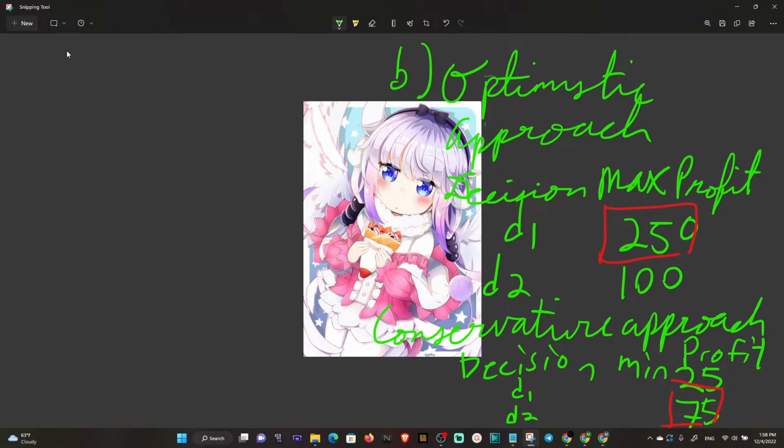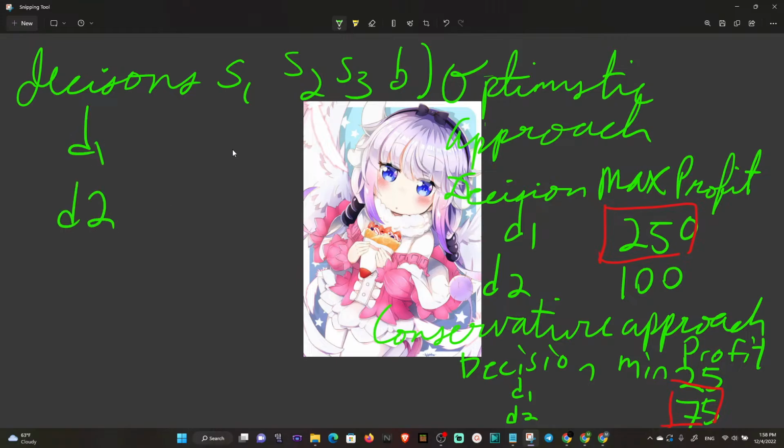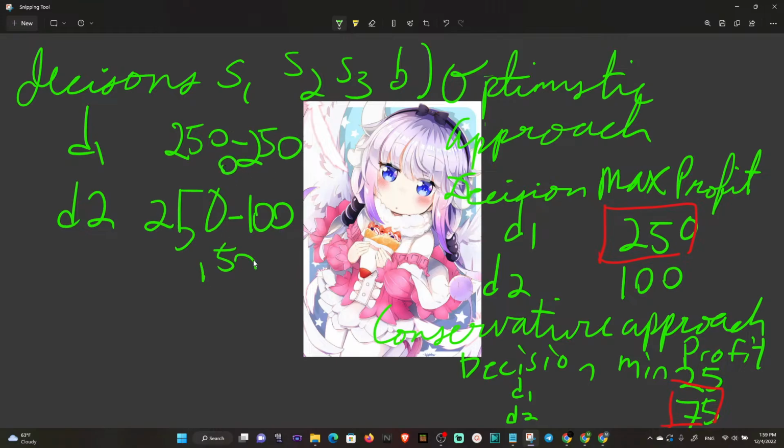So for the regret opportunity loss approach, we have decisions, and here we have S1, S2, and S3, and then we have D1, D2. The way we do this is we take the highest number of the two picks. The highest number between 250 and 100 is 250, and this one will be 250 as well. Then we subtract the other number, so it'll be 100. This will give us 0 and 150. Why do we subtract the 250? Because it's the bigger number.